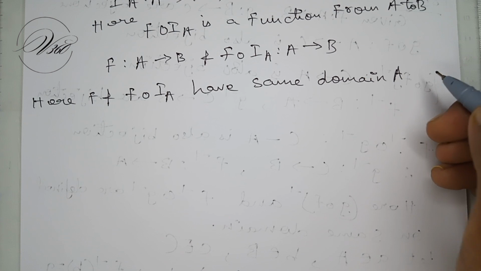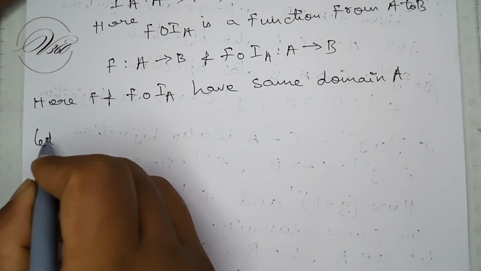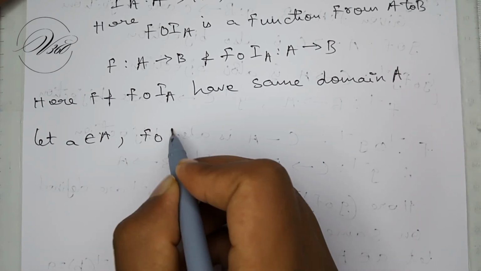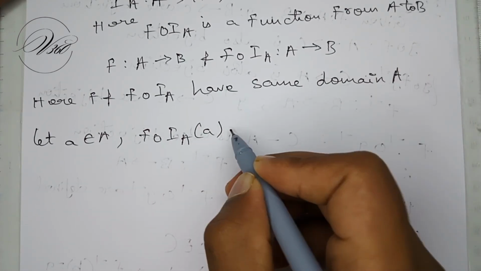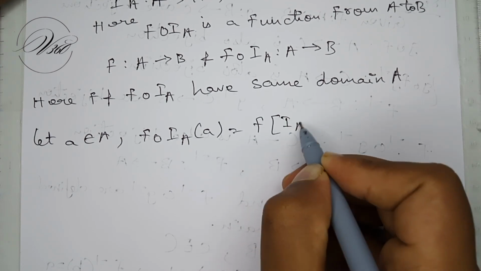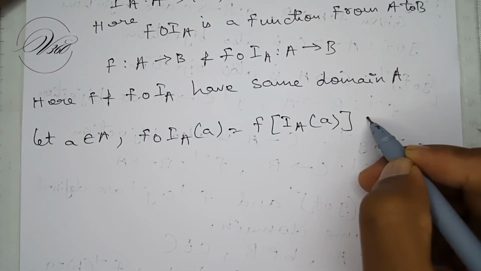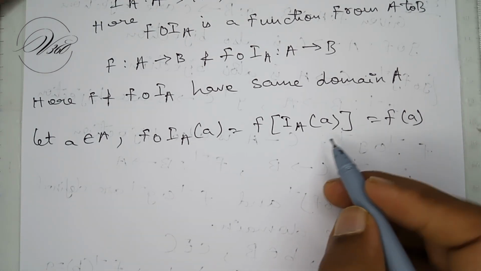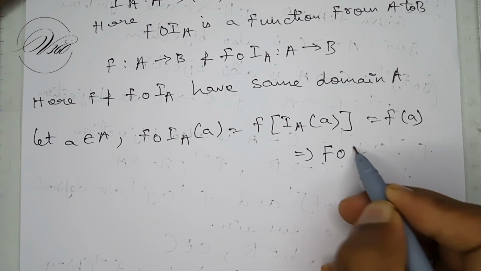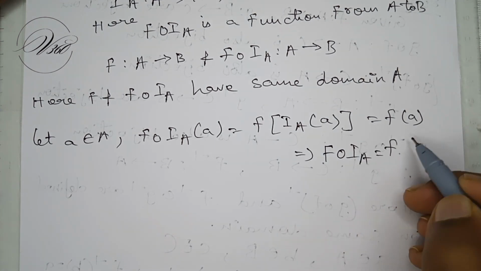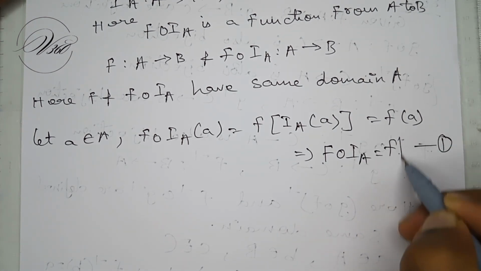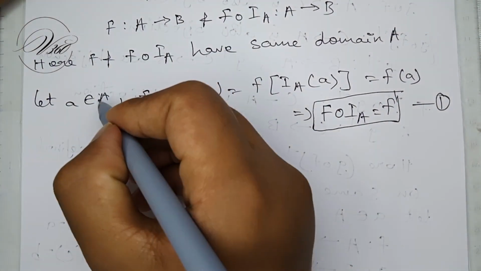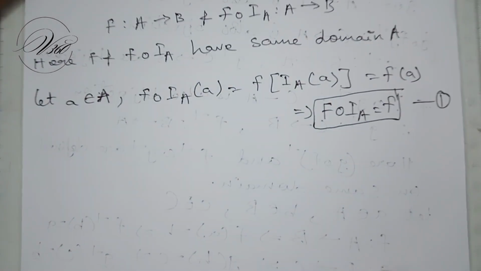Now let A belong to capital A. F of IA of A is equals to F of IA of A. Now F of A. Okay. Now it is totally F of IA is equals to F. This is the first equation. This is for A belongs to capital A.